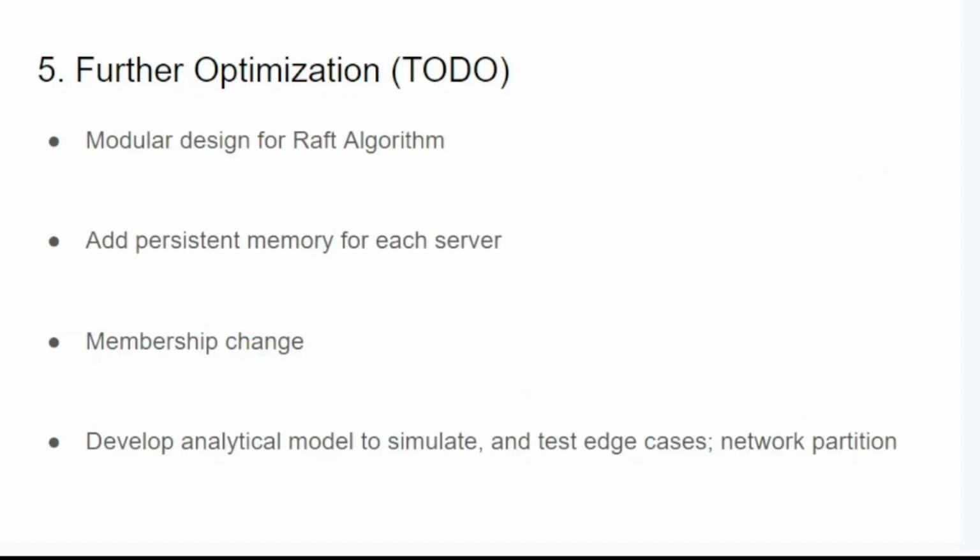Adding to the client batching, there are lots of optimizations that could have been done. I feel like my code would have been more useful if it was designed more modularly. And also, adding persistent memory for each server would have helped me relieve the assumption that at least one server has to live, which allows a more robust system.